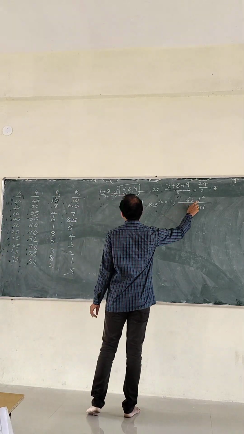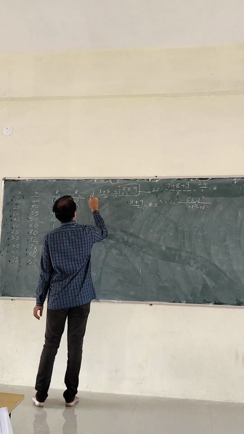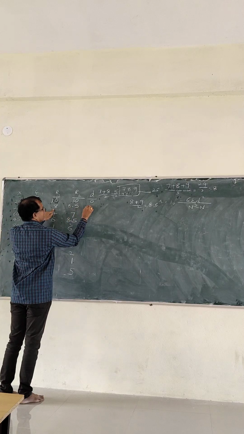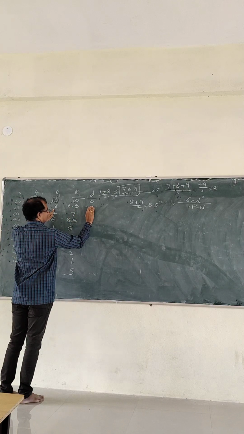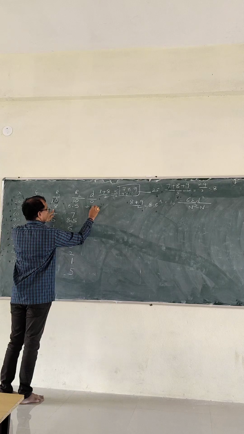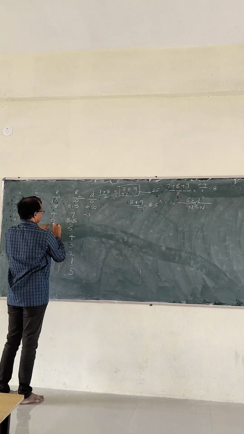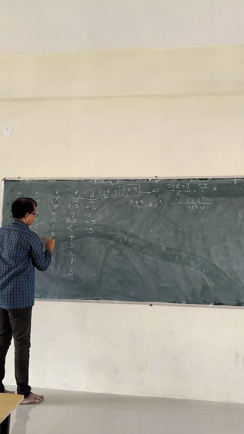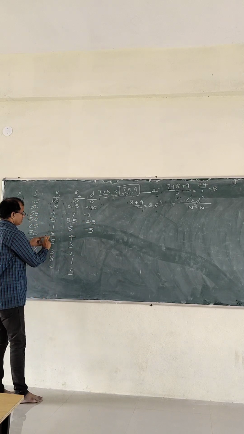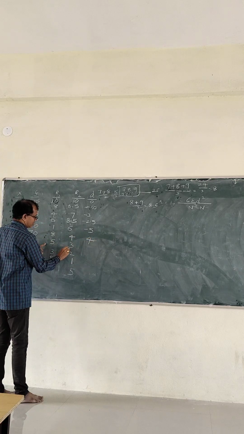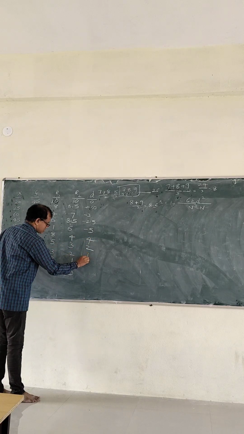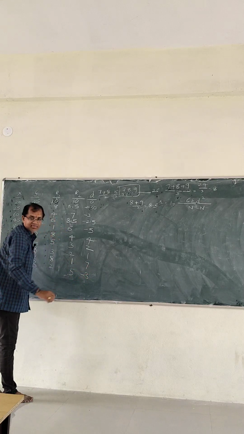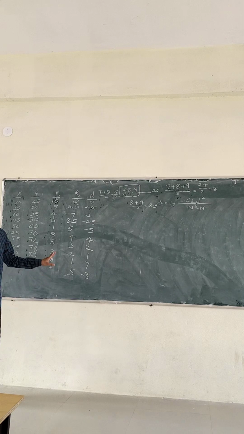D: difference between these two ranks. Zero. Minus 0.5. Zero point five zero. Minus 3. Minus 2.5. Minus 5. 4. 2. 1.8 minus 1.7. 2 minus 5 is minus 3. Do you understand? Yes, sir.